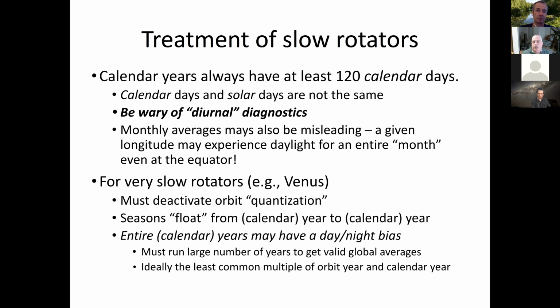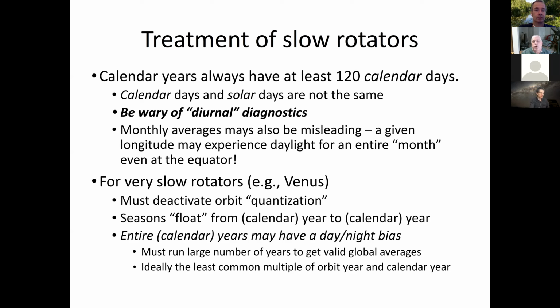So the calendar days end up being a fiction once we get down to that point. In fact, we make it so there's always at least 120 calendar days in the year, so that we can still have 12 months, each of which has roughly 10 days, so that days for averaging purposes and such are still somewhat useful. But at some point, you do have to start being wary about diurnal diagnostics. For a slow enough rotator, monthly averages can be very misleading. You can have more daylight in a month. You could have an entire month of daylight, even at the equator in extreme cases.